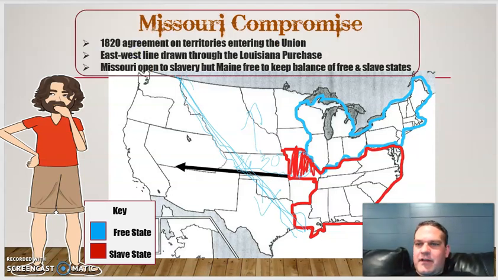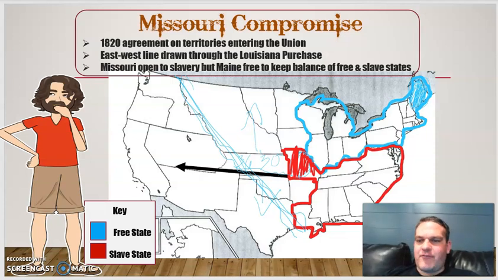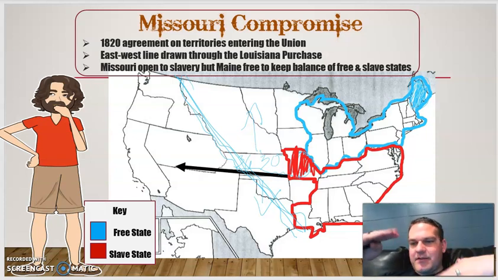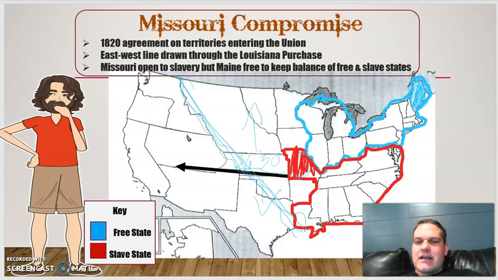And it's going to be above the line. At that same time, we're going to admit Maine, right up here, as a free state. So the Missouri Compromise lets Missouri be a slave state, Maine be a free state, keeping that happy balance between slave and free in the Senate and in the House of Representatives. Now, Southern people don't necessarily love this.